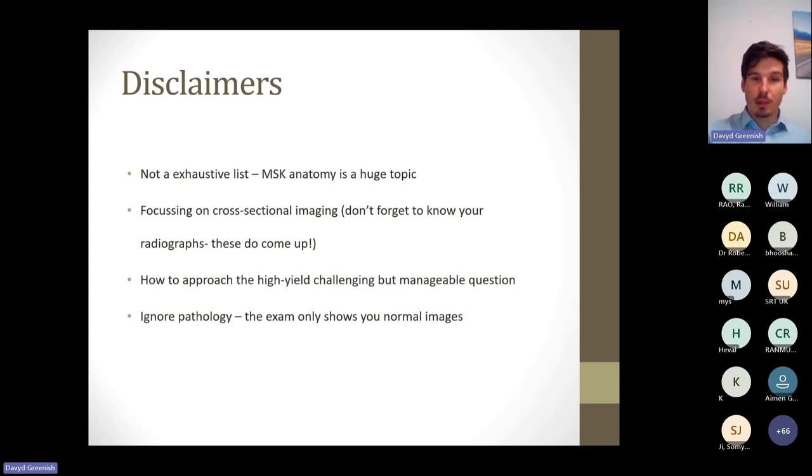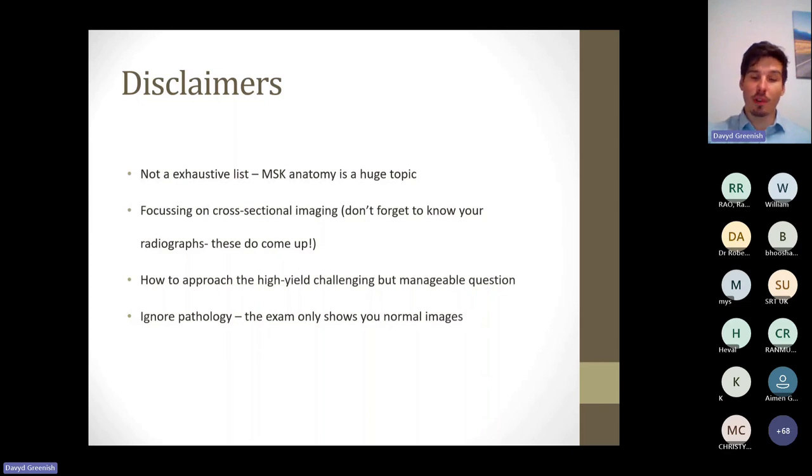Obviously Msk is huge. It's not something you're going to be able to completely cover in one evening in an hour and a half. We're going to focus on cross-sectional. In the exam there will be a number of Msk radiographs, but those are often not the most challenging. We've put a few in, but that's not what we want to focus on tonight, because hopefully you'll be picking up that knowledge through your revision. We want to go through the slightly tougher questions to get you those extra marks.